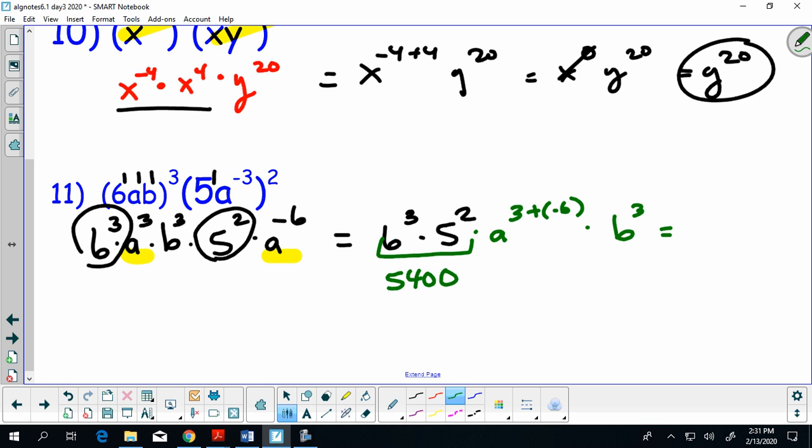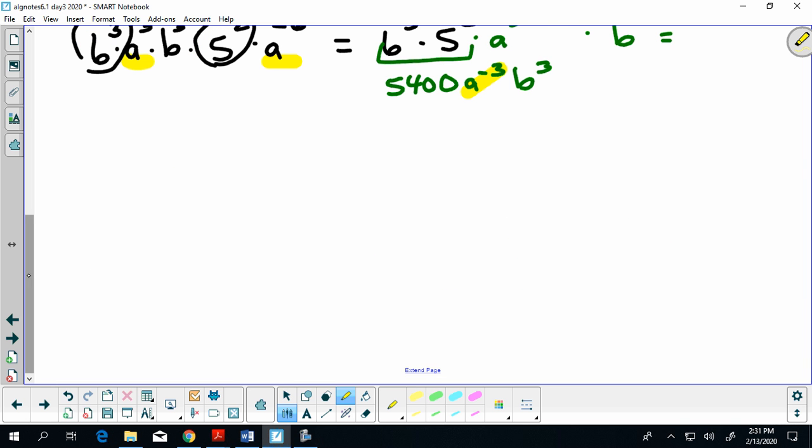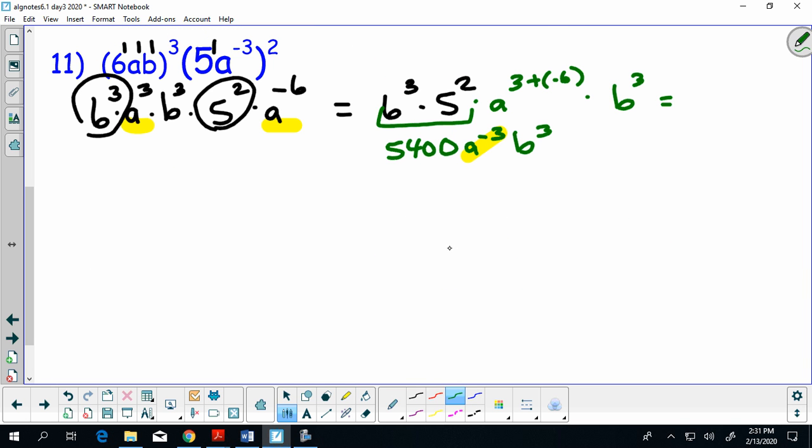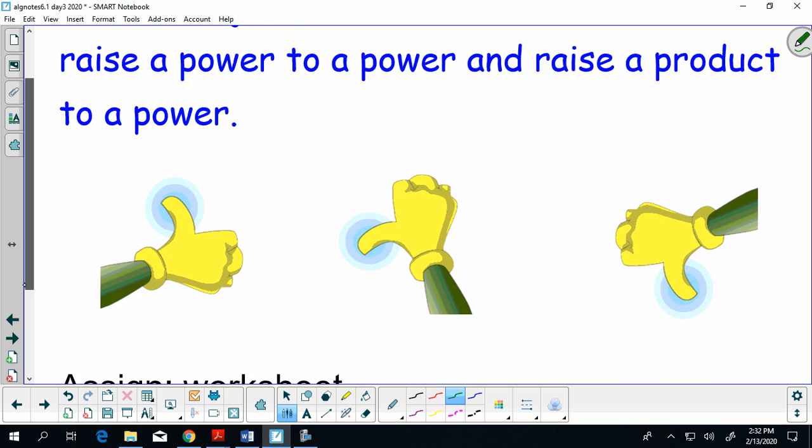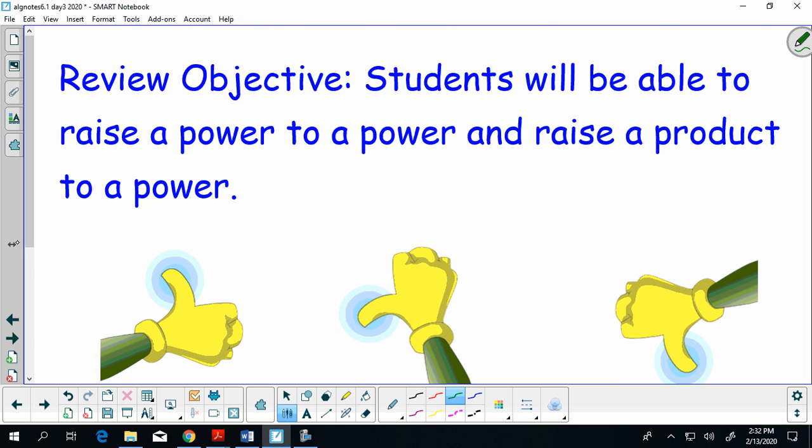These two, a to the -3 and b to the third, again, he's on his own. He doesn't have anybody to multiply with. And then the last part of this would be to make the a happy. So 5,400 b to the third over a to the third is my final answer there. And looks like I'm all done with power to a power and raise a product to a power.